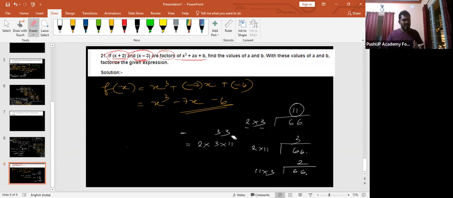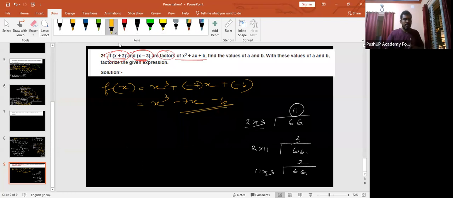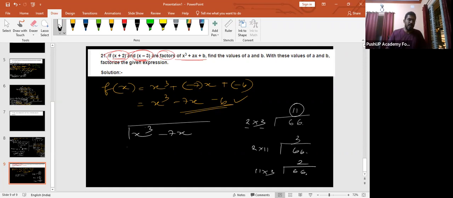Now you may be thinking, why did I give you an example like this? A very simple reason, children. They have already told you that this given polynomial has got two factors, which are x plus 2 and x minus 3. So according to this logic, which I applied just now for the number 66, can't I write the dividend x cube minus 7x minus 6 as a product of x plus 2, x minus 3, I mean, the already existing two factors, and the quotient which I'm going to find now? I can do that, no children?